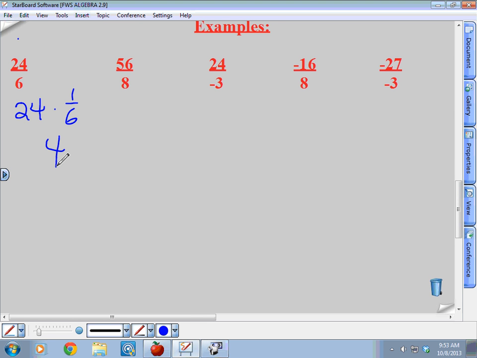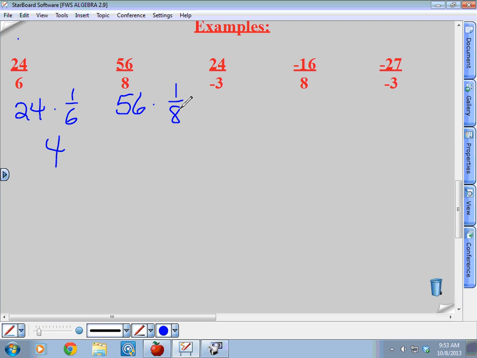Okay, so Katie, why don't you try this one? 56 divided by 8. You're going to take the numerator, which is just the top number. Just tell me what it is. 56. And we're going to multiply by the reciprocal of the denominator. So what's the reciprocal of 8? 1/8. That's all it is.